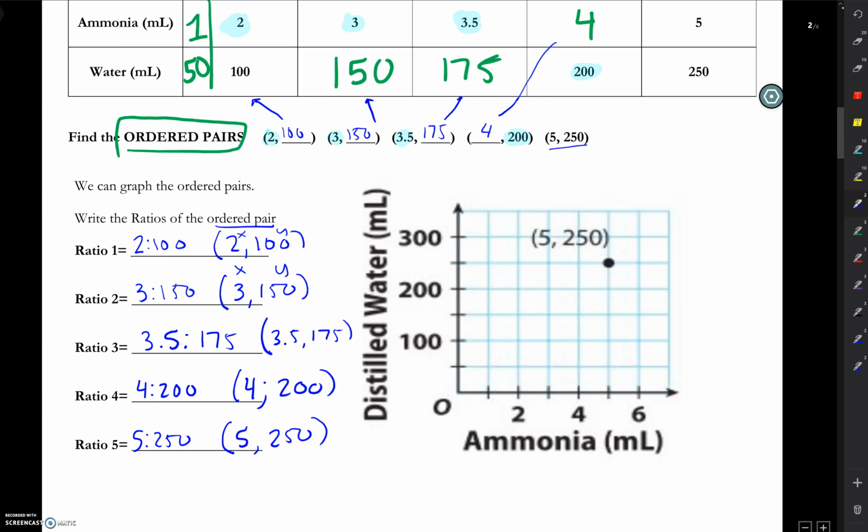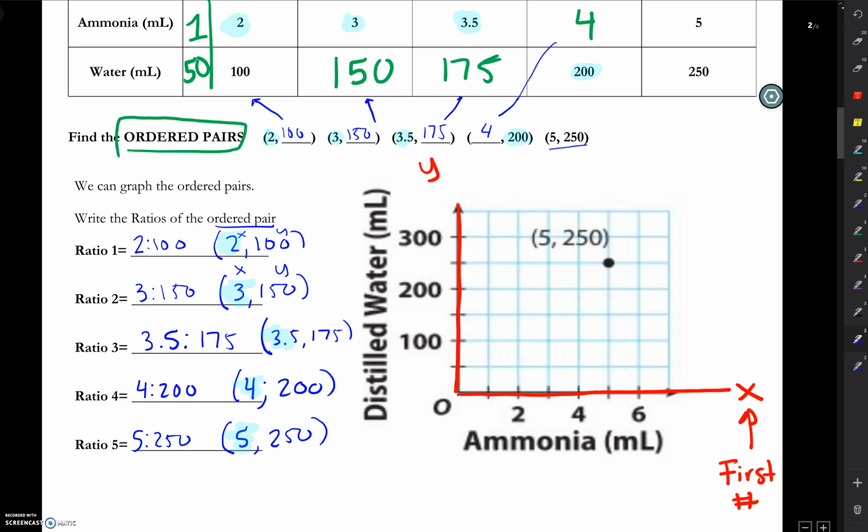And so we have an X and we have a Y. Here's our X, always on this line right here. This is always the first number in the ordered pair. Here is our Y, and this is always our second number in the ordered pair. So I'm going to highlight all my X's: 3, 3.5, 4, and 5.